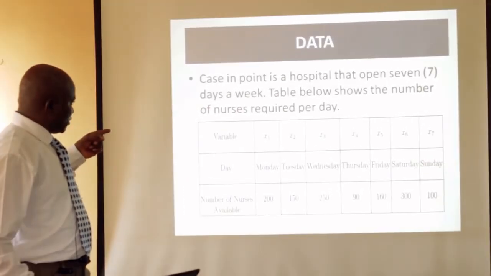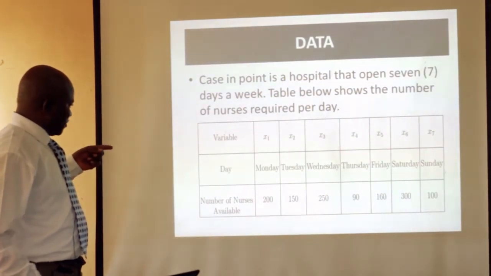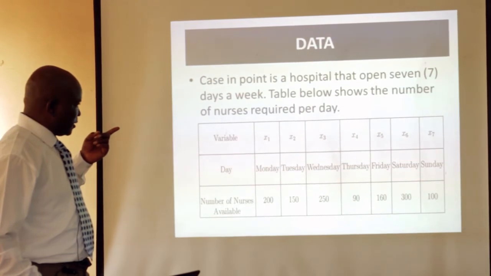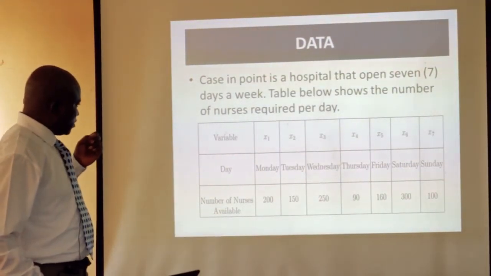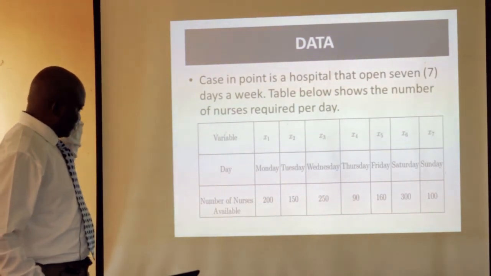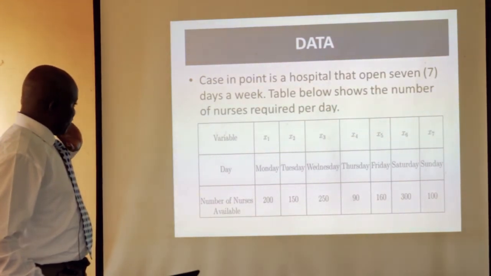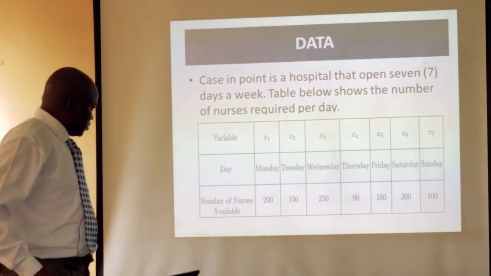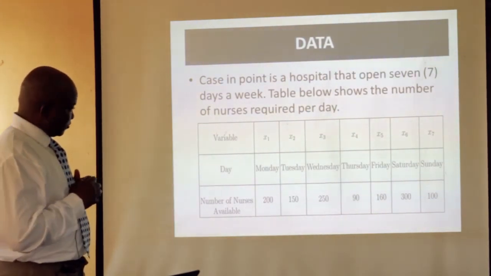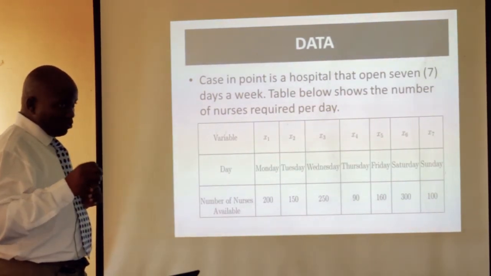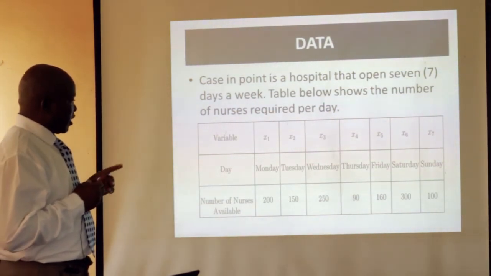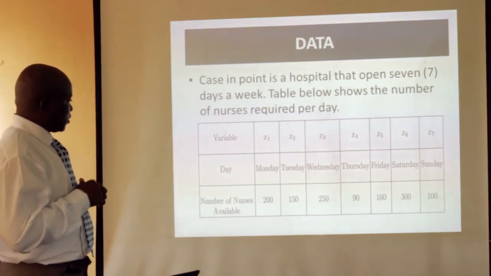If you look at this table, the variable stands for the number of nurses, which is our task to determine, the feasible and optimal value for these variables. The days are Monday, Tuesday, Wednesday, Thursday, Friday, Saturday, and Sunday. And for each day, the number of nurses available, for instance, on Monday is 200. Within these 200 are to be assigned to all the wards in the hospitals, bearing in mind that there are some that are due for holidays within that number. And so also on Tuesday, we have 150 that are on ground, and so on like that.